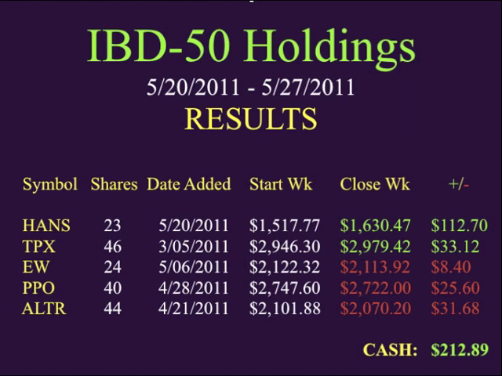And our final results from this week, we had Hansen Natural, the new addition to the portfolio, coming in first place, closing the week at $1,630.47. Tempur Pedic continuing to perform, closing the week here at $2,979.42. Edwards Lifesciences down this week, down to $2,113.92. And Polypore International surviving the portfolio at $2,722 even. Altera Corp is out of here, $2,070.20 there. Got cash $212.89. And so we'll get a new stock in the portfolio.